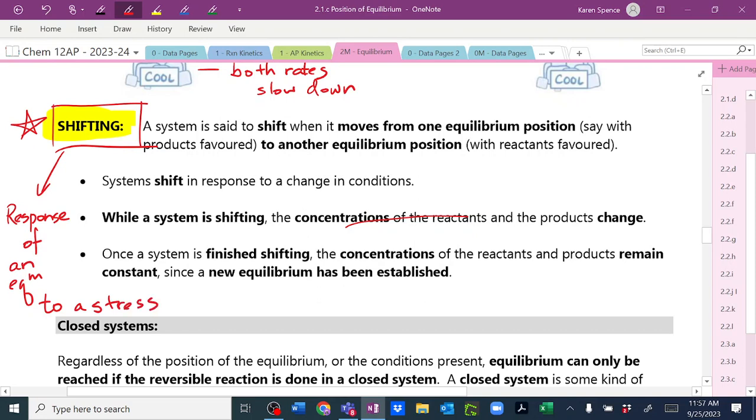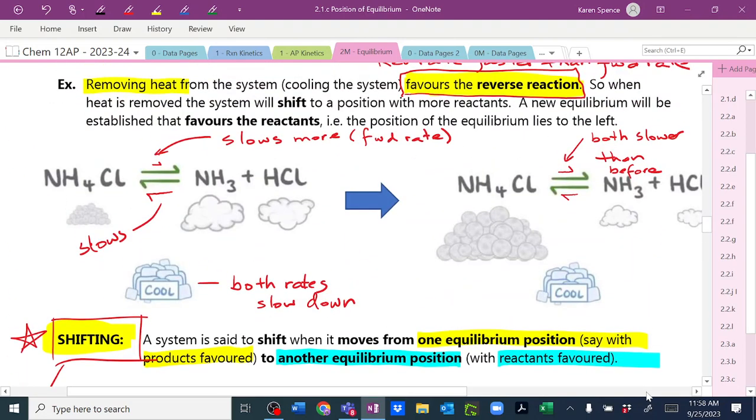So a system is said to shift when it moves from one equilibrium position, say with the products favored, to a second equilibrium position, say with the reactants favored, or maybe just the products favored but not as much, or with the products favored more, okay? So that would be like going from this situation where we have the products favored to this situation where we have the reactants favored.